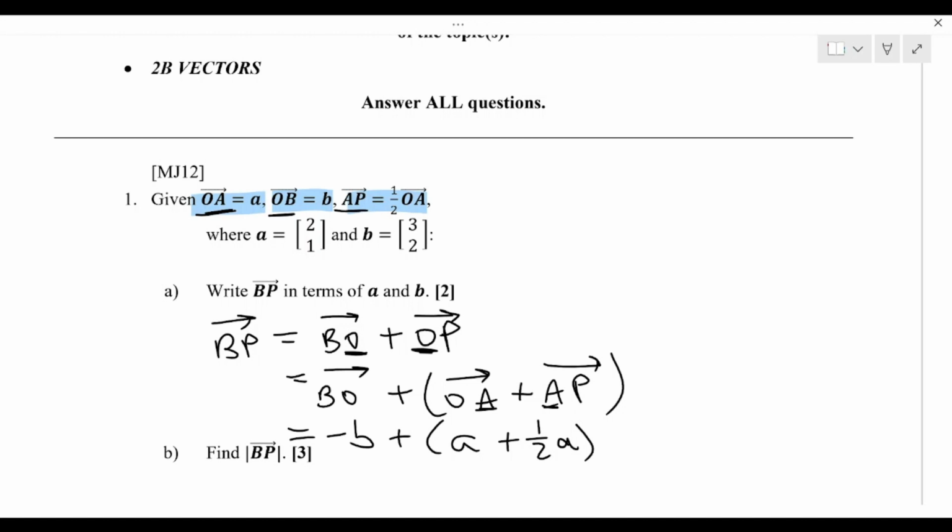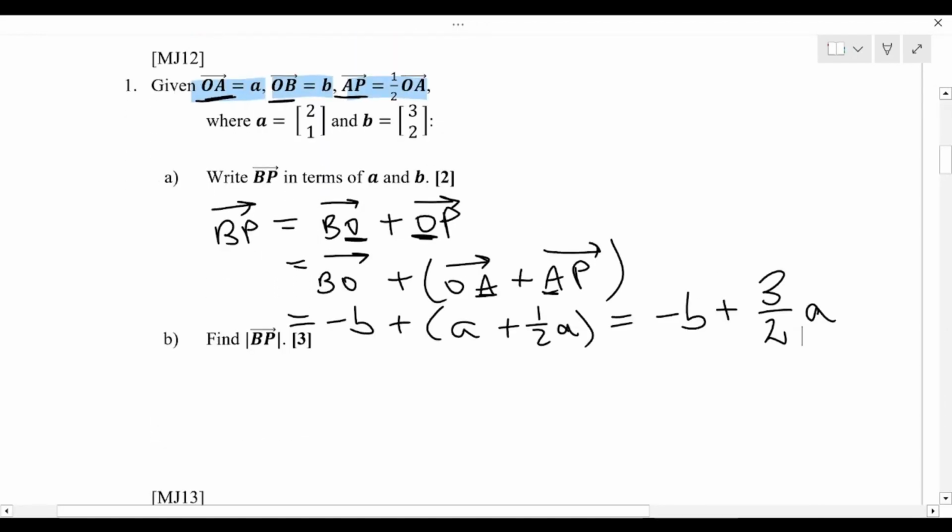A plus half of A is the same as 1.5A, or 3 over 2A. So we know that BP is equal to negative B plus 3 over 2A, or 3 over 2A minus B. Next, we're asked to find the magnitude of BP. We know that BP is equal to negative B plus 3 over 2A, and we know that A is (2, 1) and B is (3, 2).